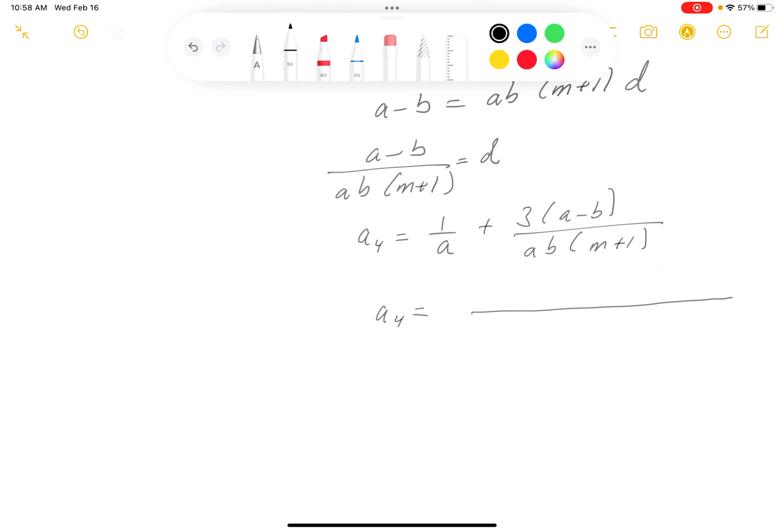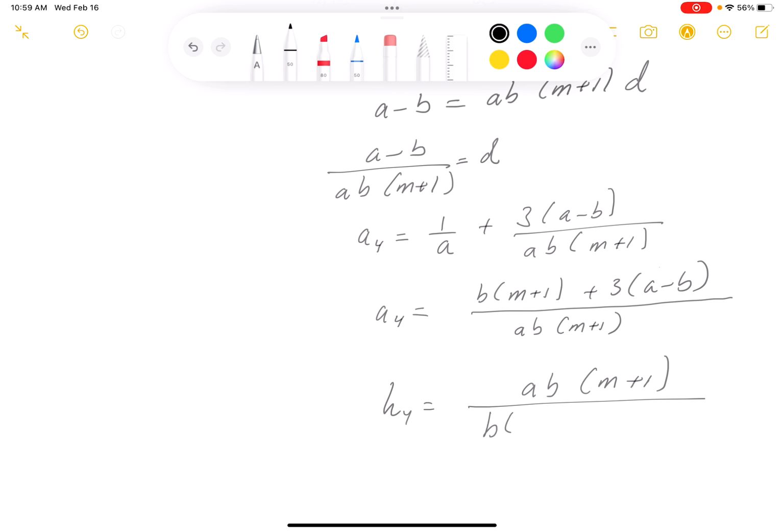So let's take a look. I still get the AB, common denominator, M plus 1. And then when you get over here, you would get, let's see, B, M plus 1 plus 3, A minus B. We'll look at the key later. And now I can write down H4. What's that going to be? AB, M plus 1 over B, M plus 1 plus 3, A minus B.